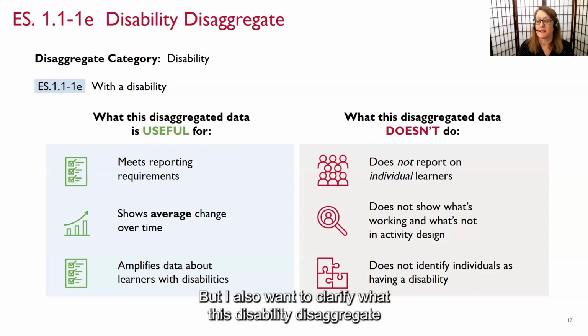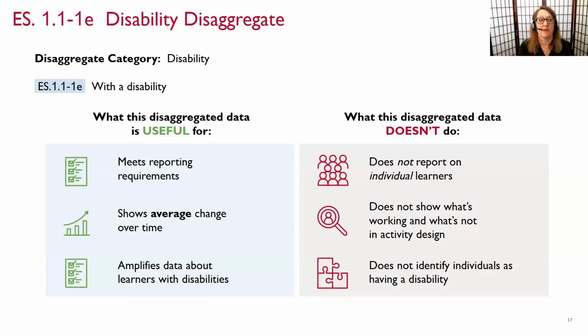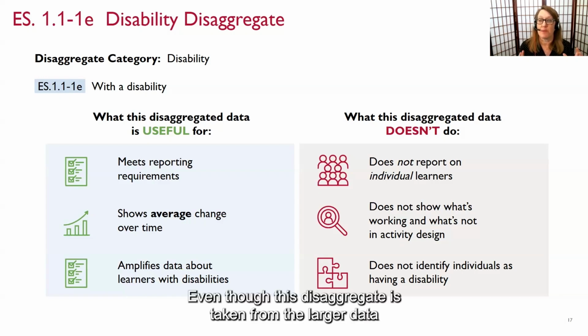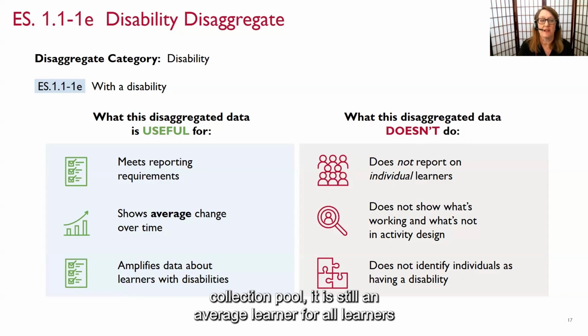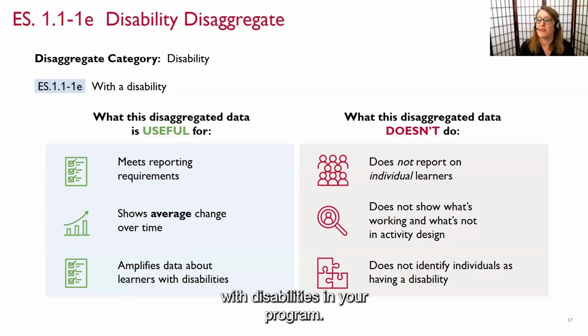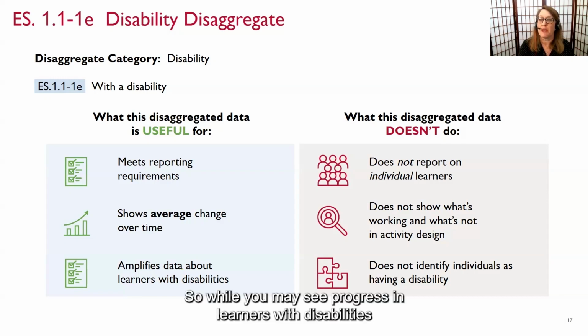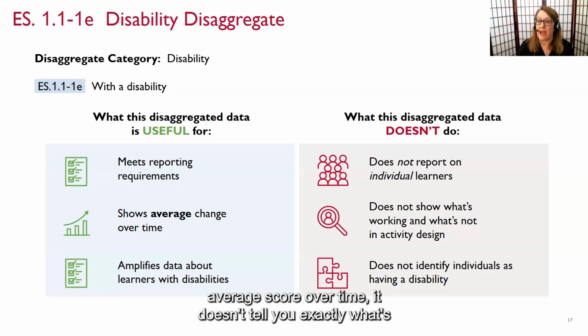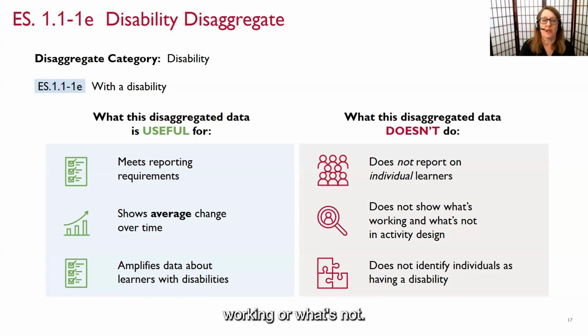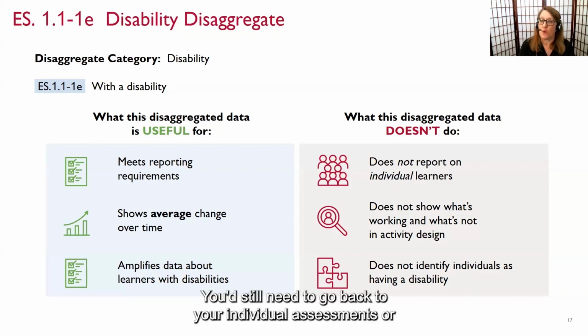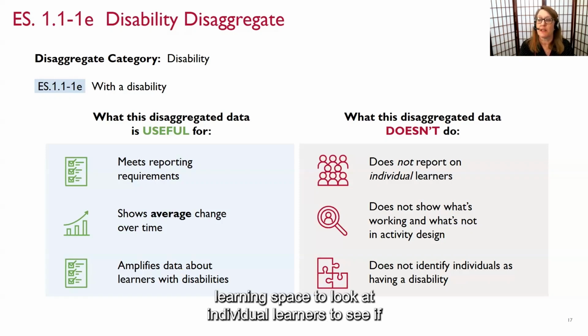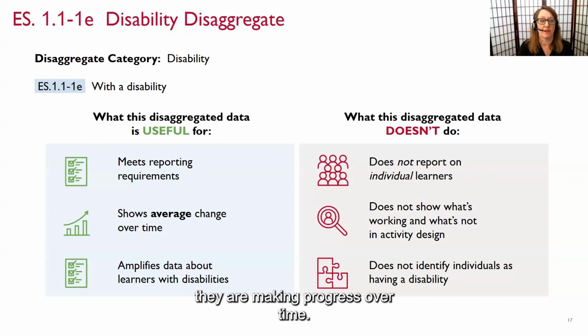But I also want to clarify what this disability disaggregate does not do. So first of all, it is not reporting on individual learners. Even though this disaggregate is taken from the larger data collection pool, it is still an average learner for all learners with disabilities in your program. Secondly, it doesn't show what's working or what's not specifically in an activity design. So while you may see progress in learners with disabilities' average score over time, it doesn't tell you exactly what's working or what's not. You'd still need to go back to your individual assessments or formative assessments or whatever you're doing in the learning space to look at individual learners to see if they are making progress over time.